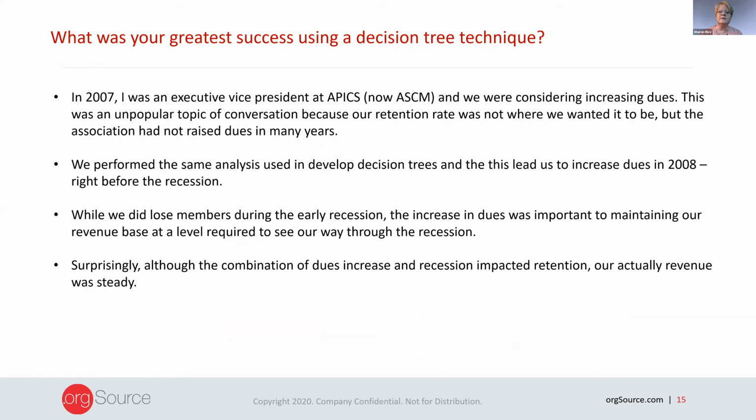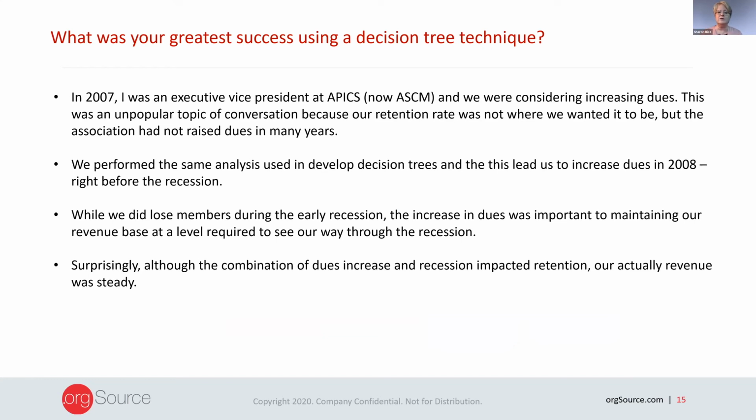Okay, what was your greatest success using a decision tree? It actually happened in 2007 prior to the last recession. We were considering a dues increase. This was highly unpopular. Our chapter leaders and our volunteer leaders were telling us don't do it. When we looked at it, we said we have no choice. We haven't raised dues in a really long time. So we did the decision tree model, and the model said raise dues.